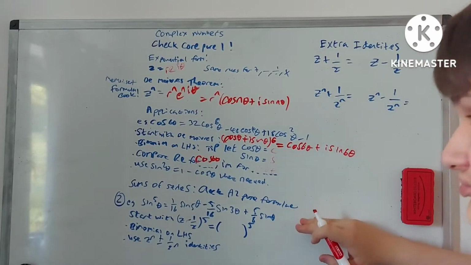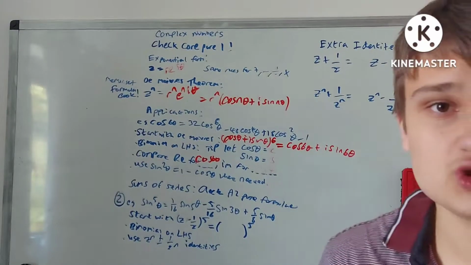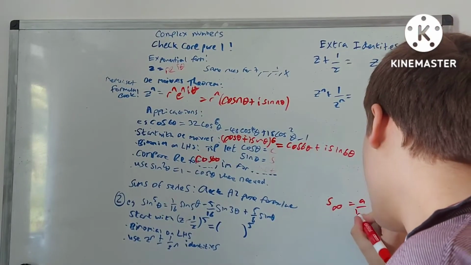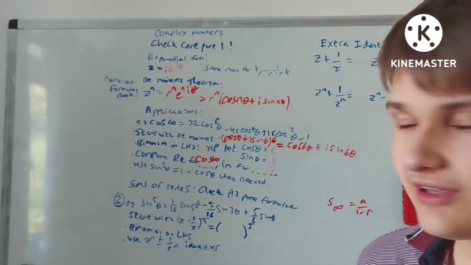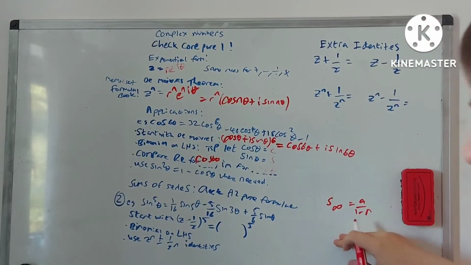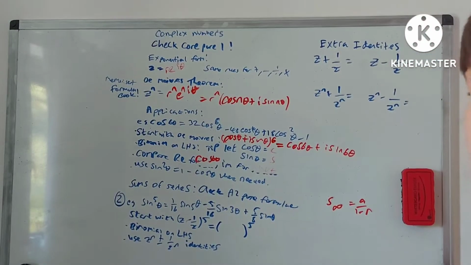Some of the series one is really short here. We're just going to check our A2 pure formulae. So the sum to infinity is a over 1 minus r, make sure we know that. And then the sum to n, which I don't know, it's in the formula, but I just remember the infinity one. I don't know why.